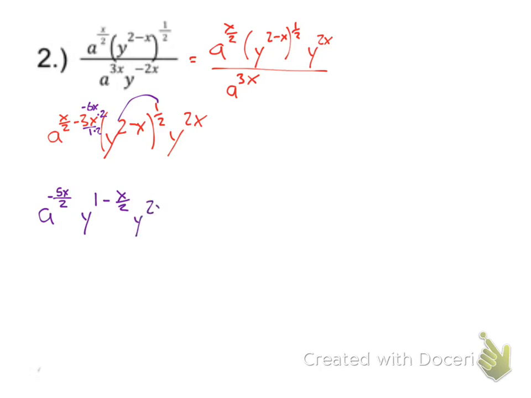And then y to the 2x. We can multiply the y's together, right? The bases. But what does that mean to our exponents? Add them. So I'm going to put these two together now. Okay, so am I going to do anything with the a right now? Can we just leave it? We'll take care of it at the end. So that's a equals a to the negative 5/2 x. And then this becomes y to the 1 minus x over 2 plus 2x.